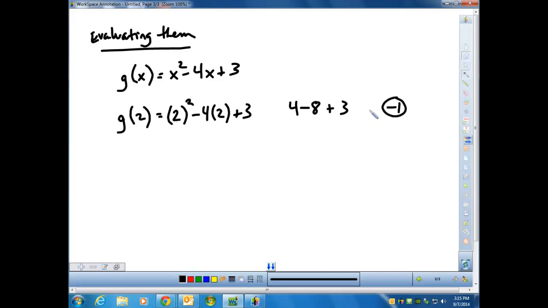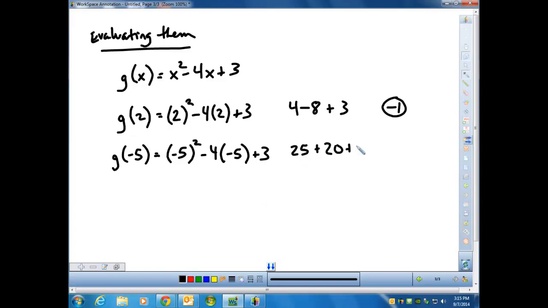Now I'm going to do g of negative 5. Real important you put that negative 5 in parentheses. If you don't, you might make the mistake of squaring 5 and then throwing a negative sign on the front of that. Definitely a mistake there. So please be careful when you're plugging in these values that you're plugging them in for the x and doing all the appropriate work.